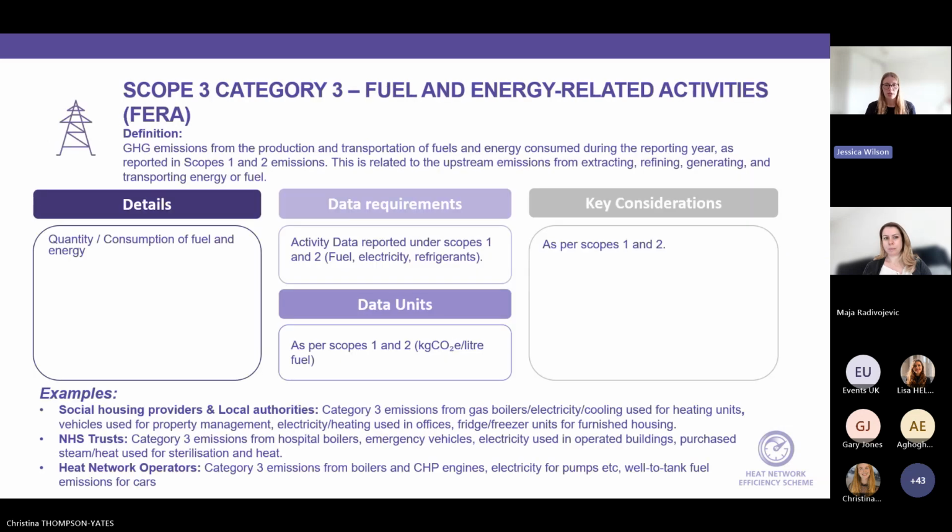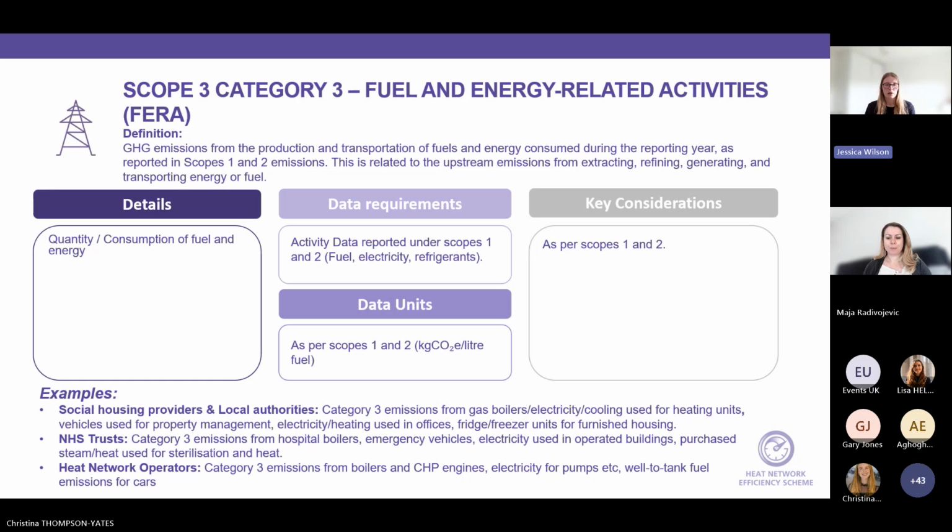So this is category 3. This is the fuel and energy activities, and it's the upstream emissions of the purchased fuel and energy accounted for within your scope 1 and scope 2 emissions. So scope 1 and scope 2 is only looking at what you have consumed on your site, whereas this is the upstream emissions related to that for the extraction, refining, generation, and transportation of that energy and fuel that you have consumed at your specific site.